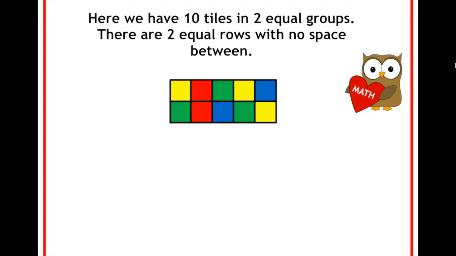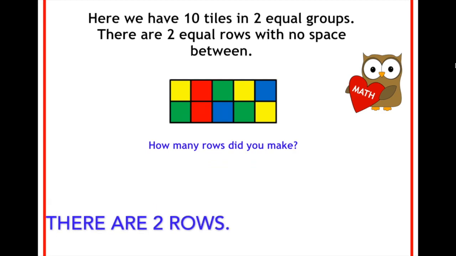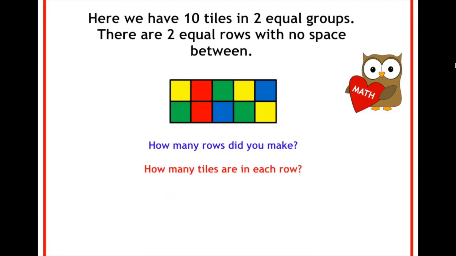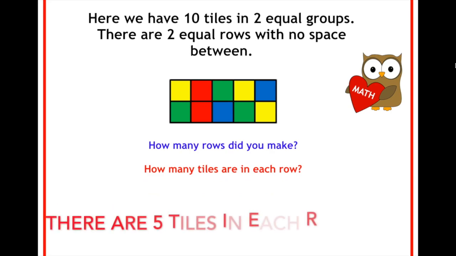Here we have 10 tiles in 2 equal groups. There are 2 equal rows with no space in between. How many rows did you make? We made 2 rows. How many tiles are in each row? There are 5 tiles in each row.